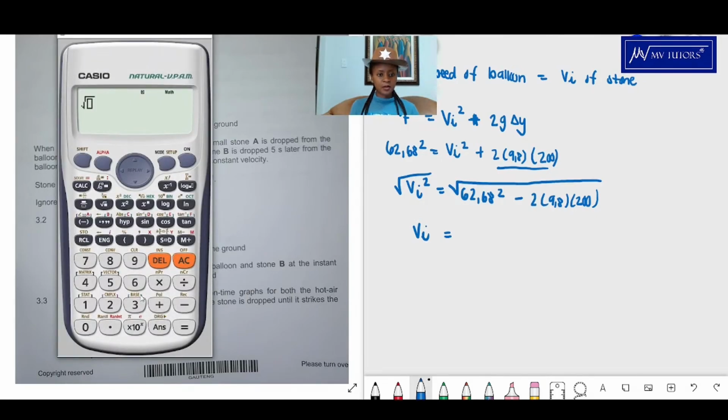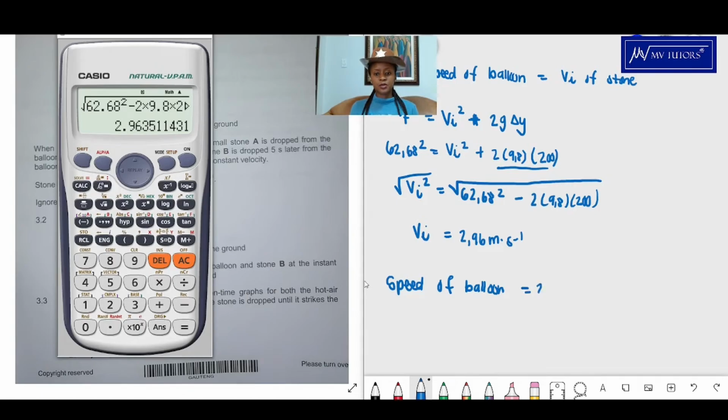So we have the root of 62.68 squared minus 2 times 9.8 times 200. Okay, so we have 2.96 meters per second. So this was the initial velocity of the stone, but actually the speed of the balloon is equal to 2.96 meters per second. I am going to save this answer. I'm going to store it under A. So if I choose alpha A, 2.96.